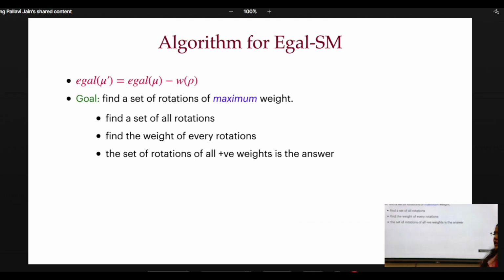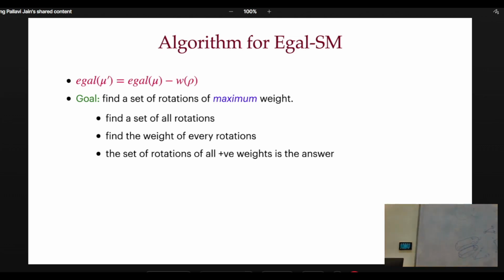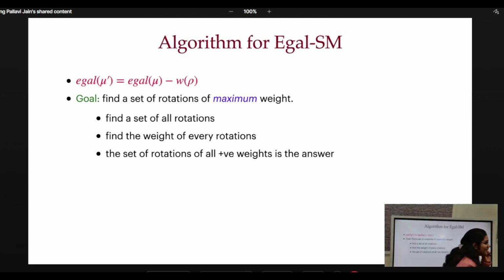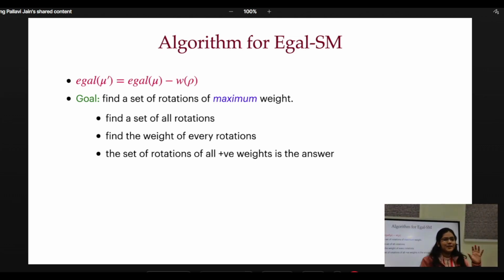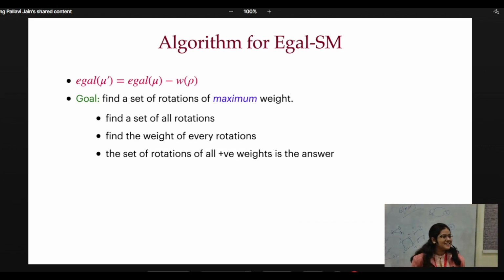But when you know the rotations, you also know how to eliminate them. Accordingly, you can find the weight of all the rotations and compute these values. There is something very simple, you already did it in the second lecture. Okay, so he's close to the answer. Let's see. One more thing.